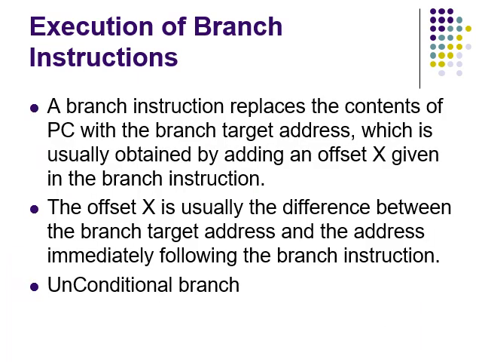Next, let us discuss the execution of a branch instruction. A branch instruction replaces the content of the program counter with the branch target address. This address is usually obtained by adding an offset value X, which is given in the branch instruction, to the updated value of the program counter. The offset X is usually the difference between the branch target address and the address immediately following the branch instruction.